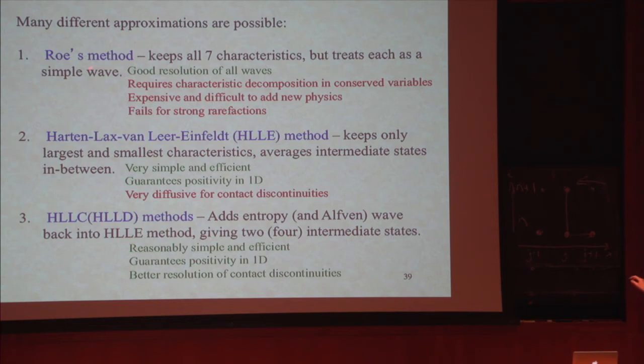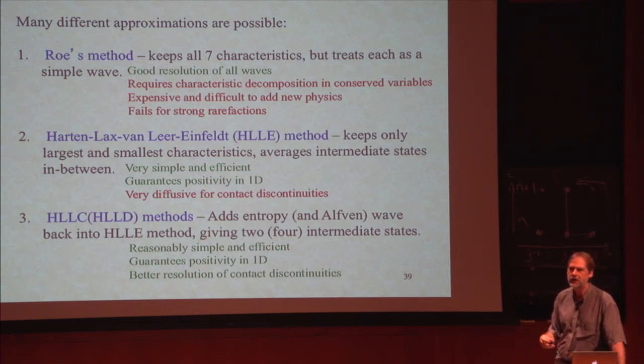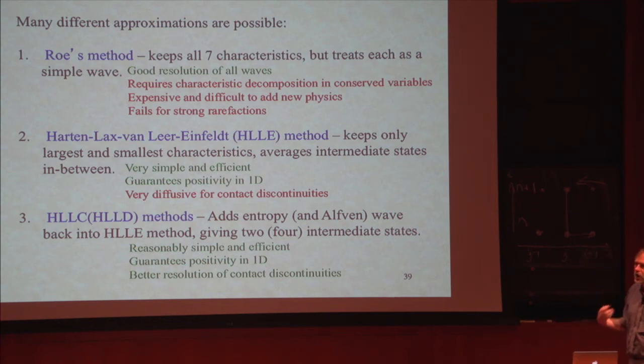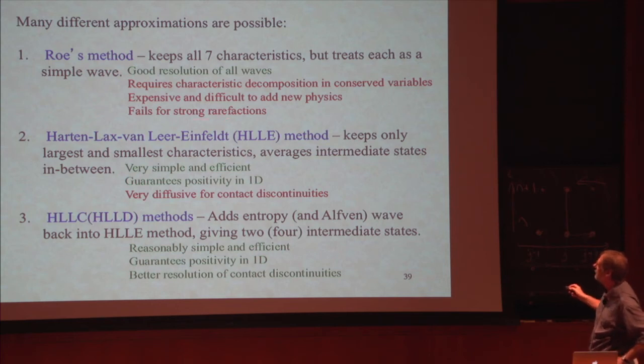Roe's method is a popular one. It's a linear decomposition of the equations, which keeps all the 7 characteristics, but treats them as discontinuities, simple waves. It doesn't allow for rarefactions. It introduces rarefaction shocks. That doesn't matter. They violate the physics, but it doesn't matter because it still gives you the solution on x equals 0 correctly. It gives you the right jumps. And it has various advantages and disadvantages.